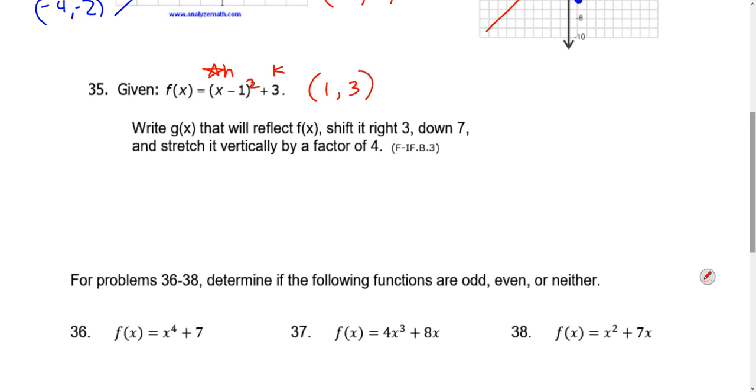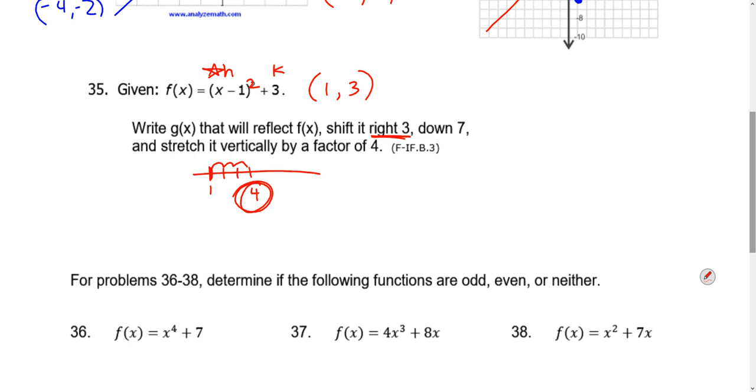So if we're going to write this new graph, we kind of have to just look at where we're at on the x-axis and the y-axis and apply those shifts. So if you just consider the x-axis, we're currently at 1. It says to move right 3. So if I'm already at 1 and I want to go right 3, 1, 2, 3, that puts me at 4. So we're going to use this number to write our equation.